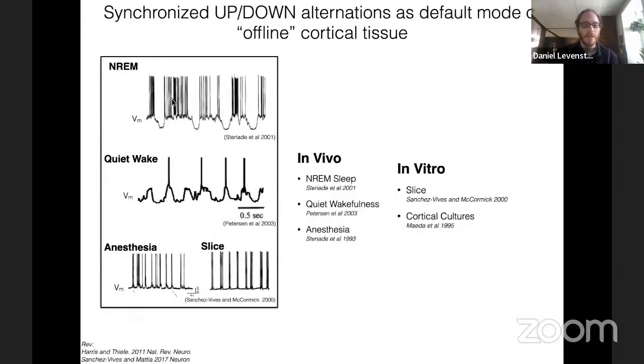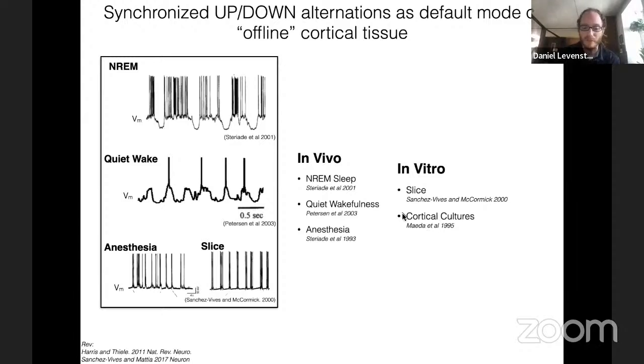Fortunately, we didn't really have to start anywhere near from scratch. That's because these synchronized up-down alternations are really the default mode of cortical tissue when it's offline. So they're not only seen during non-REM sleep, but you also see alternations between up and down states during quiet wakefulness and sensory cortex, as well as under anesthesia, and even in slice and cortical culture preparations.